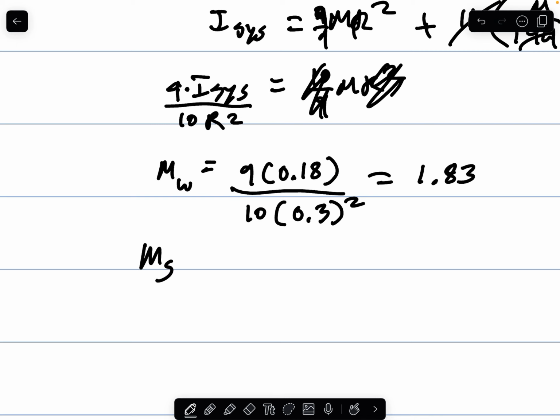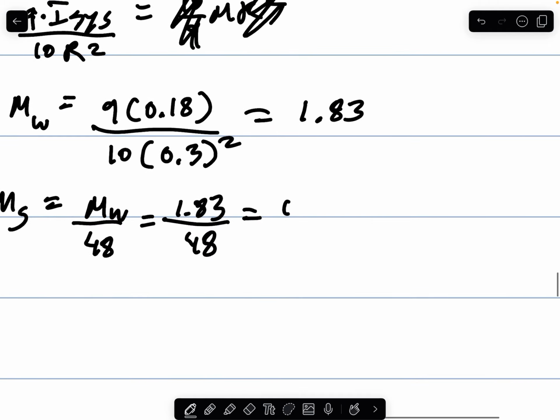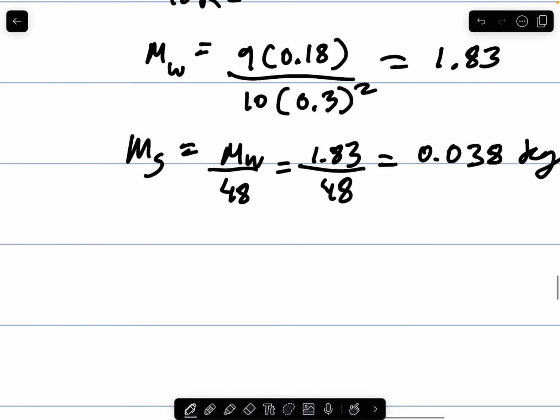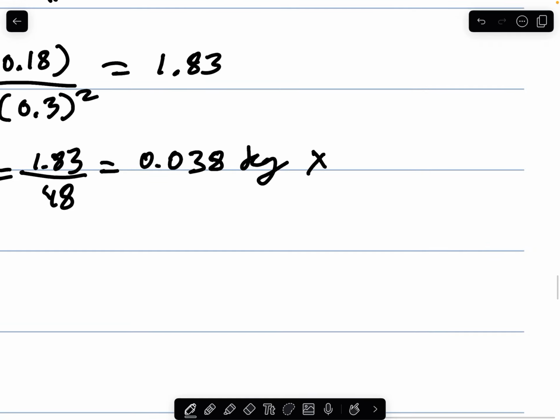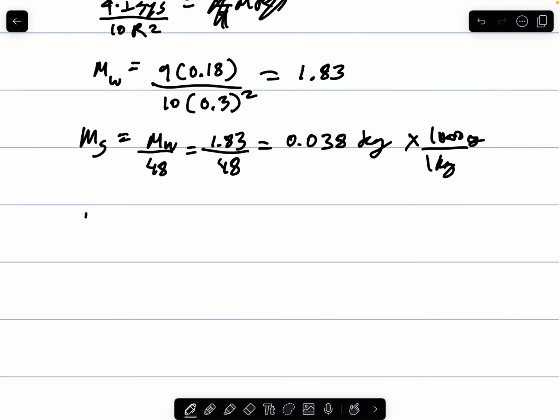And you want the mass of the spoke. So I know MS is for mass of the spoke. I know they said the mass of the wheel over 48 equals the mass of the spoke. So I just plug in 1.83 over 48, and that is going to be equal to 0.038 kilogram. But you want this in grams, so now you just multiply that by 1,000, because 1 kilogram is 1,000 grams. Now the mass of each spoke is going to be 38.06 grams.